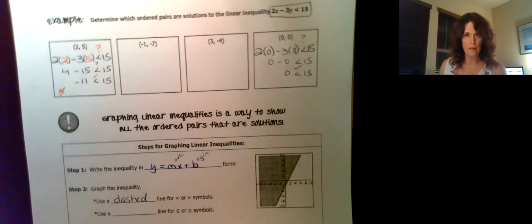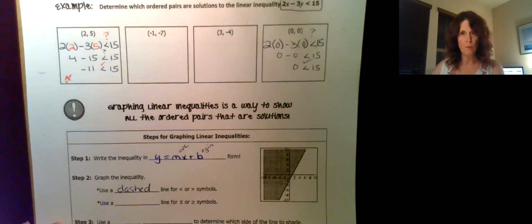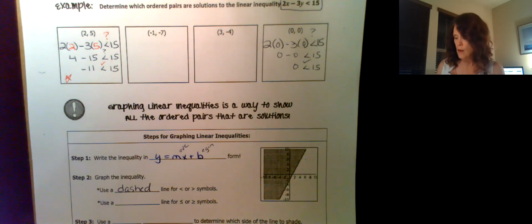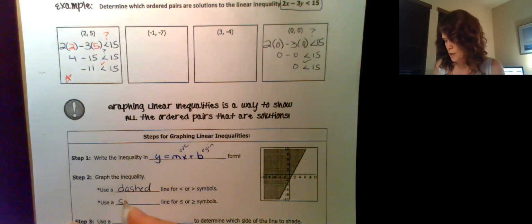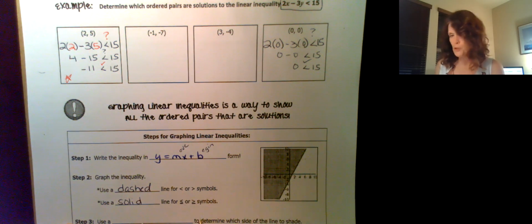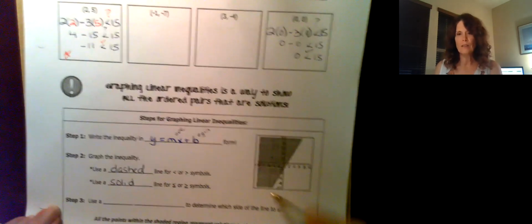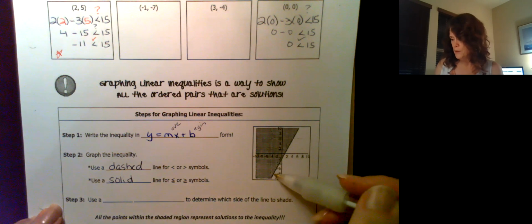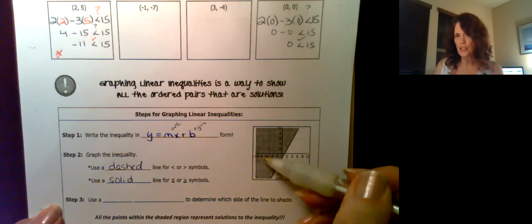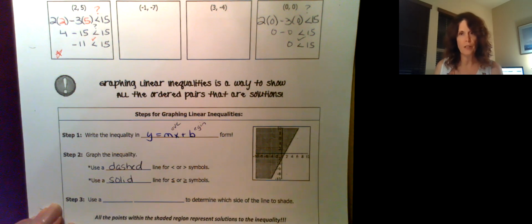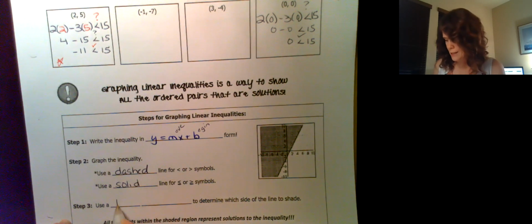We would use a dashed line if it was a greater than or less than, and we didn't want to include any of the points on the line. Therefore, we would use a solid line if we did want to include the equal to part, including all the points on the line in our solution. Now, how do we know after we graph our line whether to shade this region or this region, if it divides the plane into two regions? We are going to use something called a test point.